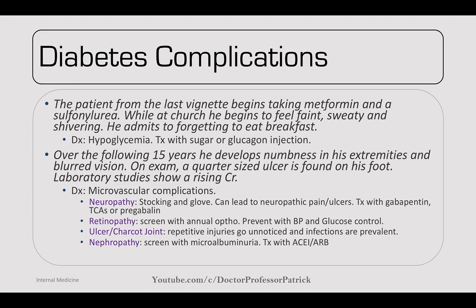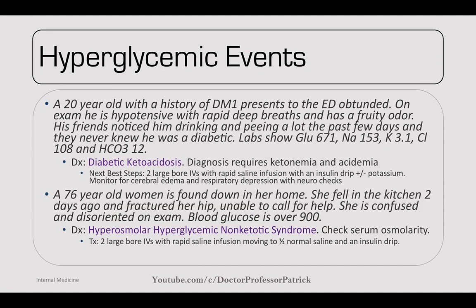Lastly, there's some ulcers and Charcot joints. Repetitive injuries go unnoticed, and infections are prevalent in diabetes due to the immunosuppression. And since they're not able to feel their feet as much, these injuries can go unreported and get a lot worse. And then the nephropathy, you can screen with microalbuminuria. You want to treat with an ACE inhibitor or an ARB.